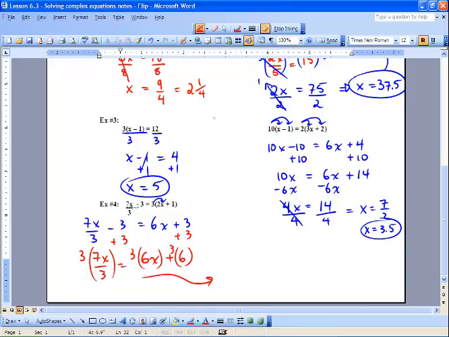And we get 7x, so these cancel out to a 1. 7x equals 18x plus 18. Now we're going to get our x's on one side. So we're going to subtract this 18x, subtract 18x, and we get negative 11x equals 18. Our final step is we're going to divide by negative 11, and we get x equals negative 18 over 11. I just moved that negative up.